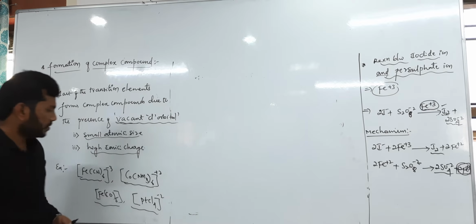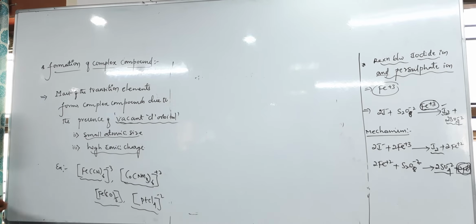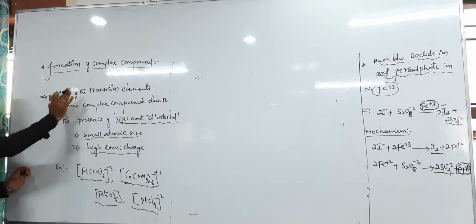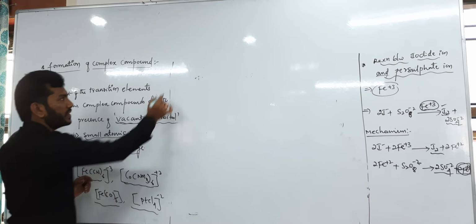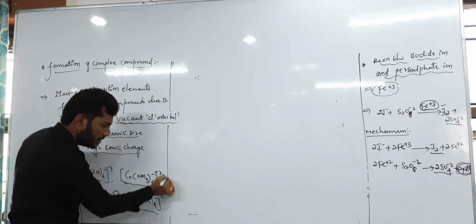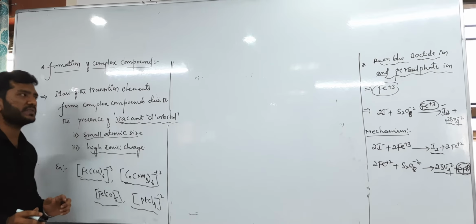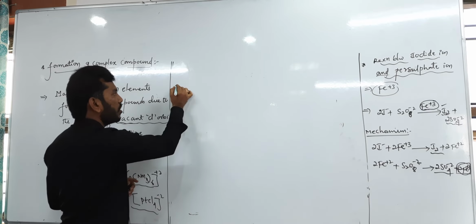Right. So these are the things we have to know here. Because of these three facts, these transition elements form complex compounds basically. So some things we have to know regarding complex compounds.